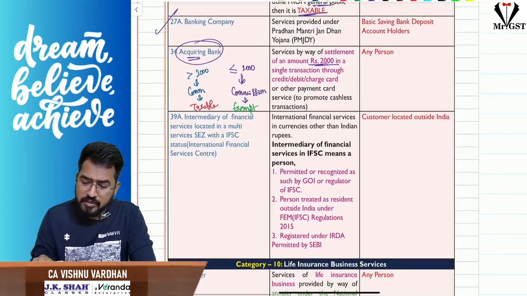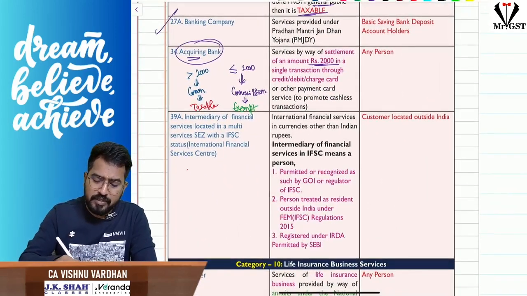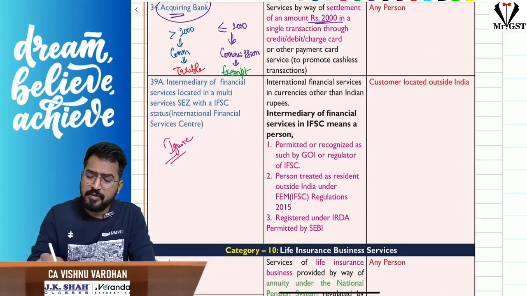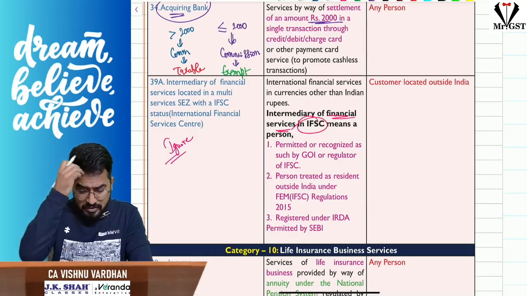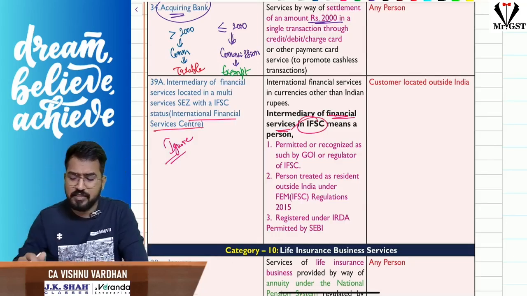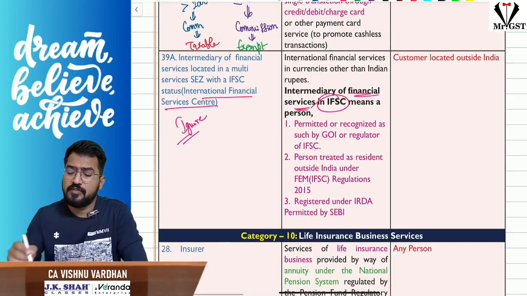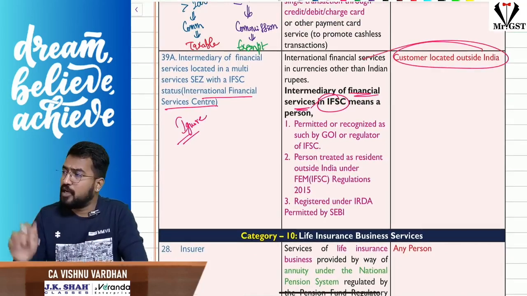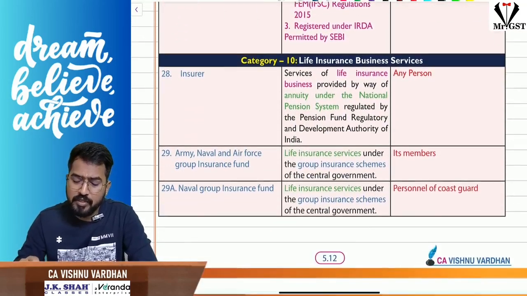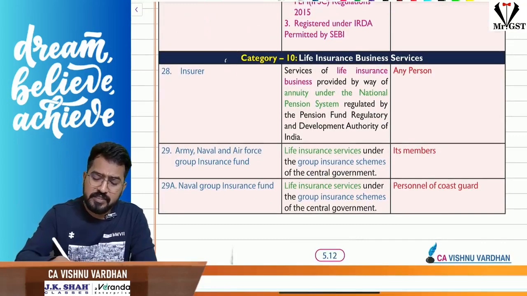Next, this entry you can just ignore for your exams. No issues. IFSC, you just remember that intermediary financial services in IFSC will be exempt under GST. That is in International Financial Services Centre. So it will be exempt under GST if the services are provided to customers located outside India.